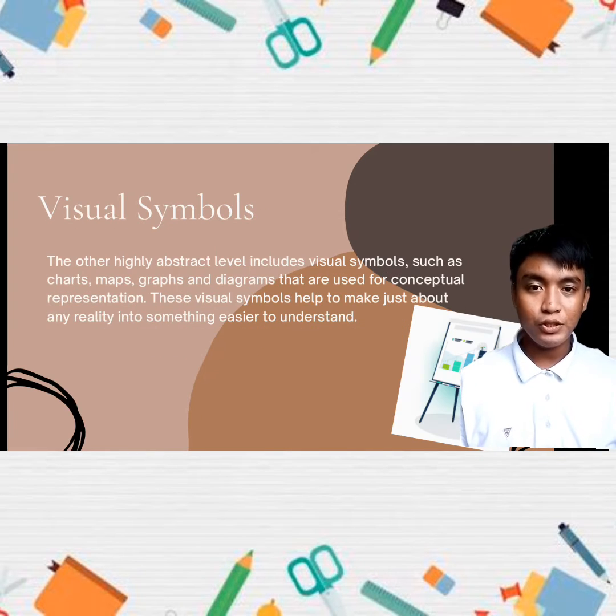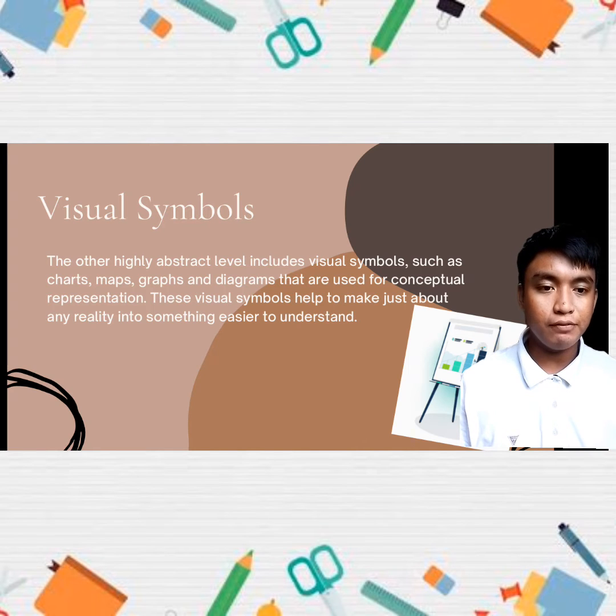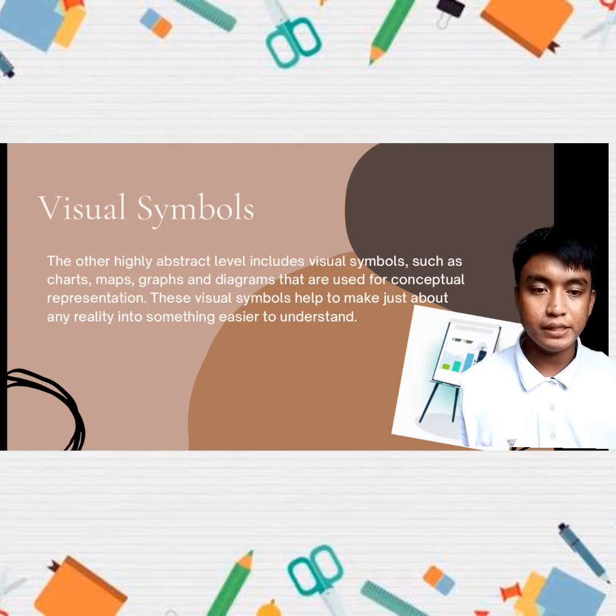Second, we have the visual symbols. The other highly abstract level includes visual symbols, such as charts, maps, graphs, and diagrams that are used for conceptual representation. These visual symbols help to make just about any reality into something easier to understand. Visual symbols often include simple illustrations that do not include any unnecessary detail. This makes them relatively easy to procure and prepare.